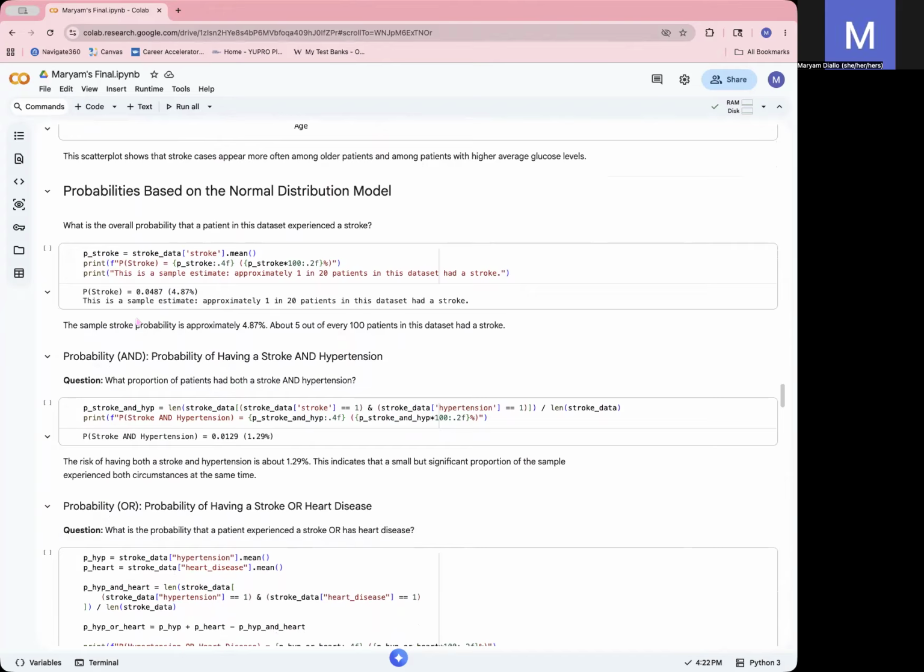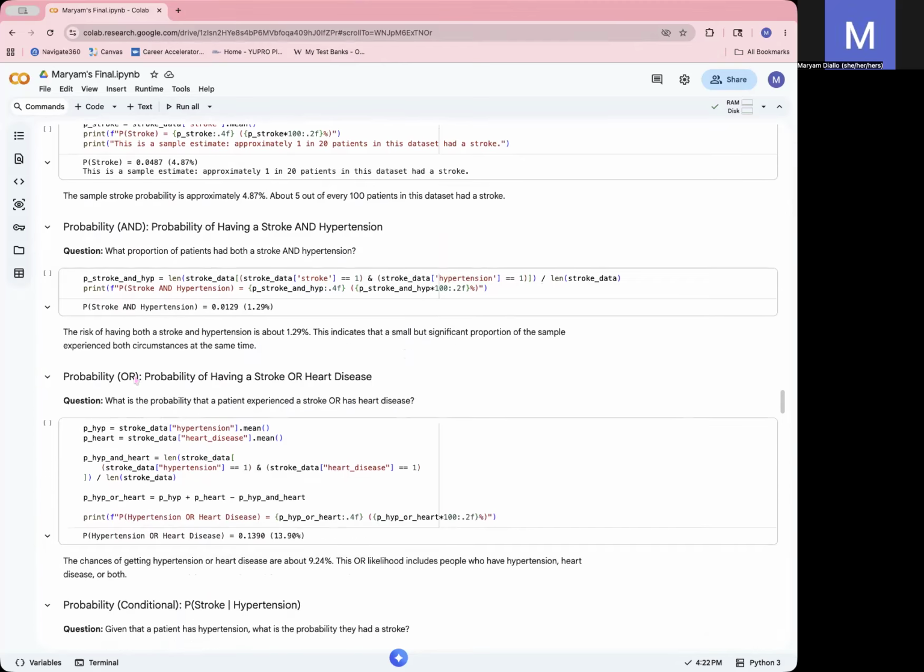And then for our proportion-based observation based on normal distribution. In this section, I calculated four sample probabilities directly from the data, and these are just sample estimates. The first one is the overall stroke probability. What is the overall probability that a patient in this data set has experienced stroke? That's about 4.87% of the patients in this data set, which is about 1 in 20 patients.